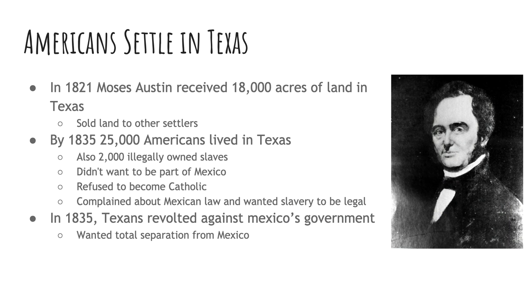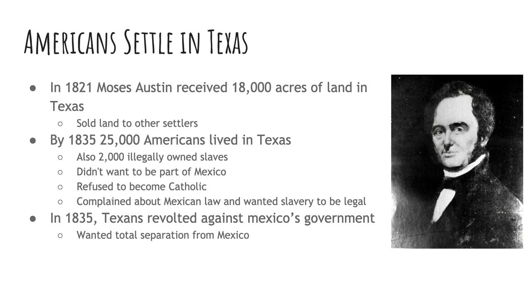So let's talk about one important person who gained a lot of land in Texas, and that's Moses Austin. And that name is going to be very influential because Austin is now the name of the capital of Texas. So this person was a land merchant. So what he would do is he would buy land and then he would sell it to other settlers, and he would make a profit out of that. So he received 18,000 acres of land in Texas. And from that land, he would sell some of it to other settlers and gain money from that.